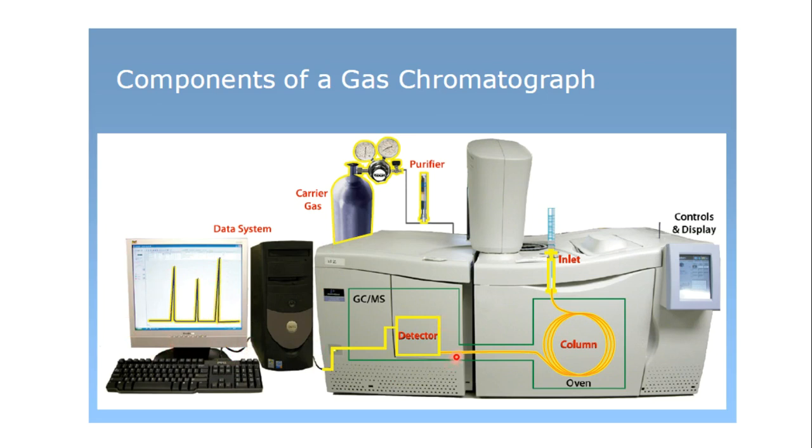So this instrument works very fast. When we inject the sample in this inlet, within a few seconds or a few minutes we may get these results. Gas chromatography analysis is very fast, because gas travels very fast inside the column. So this analytical technique is very fast. We get results within a few minutes.